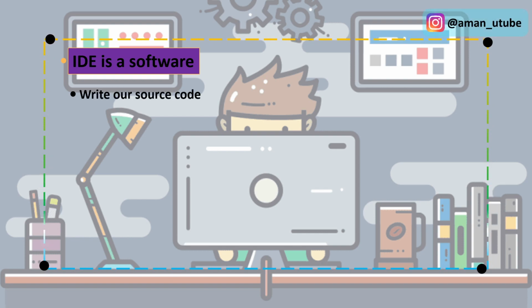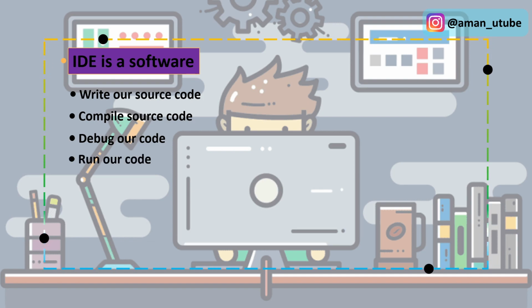After writing the code, we can compile our source code. Compilation simply means converting source code to machine code so that the computer can understand what is written. This IDE contains some tools that help us to debug our program so that we can find errors easily. And this IDE allows us to run our code and a lot more features.